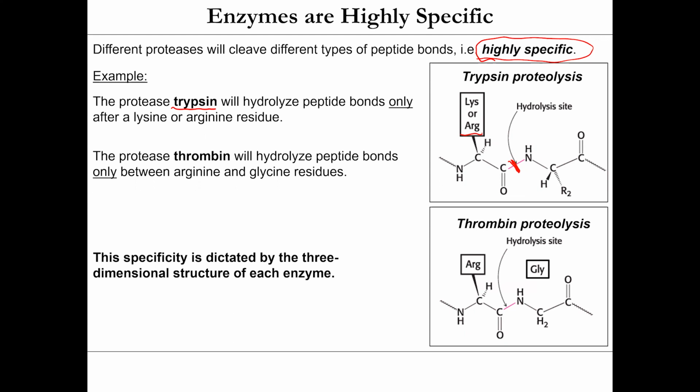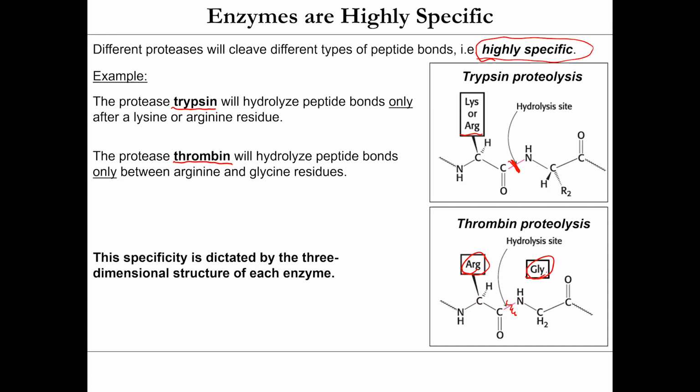In contrast to this, thrombin, which is also a protease in the same class as trypsin, will only cleave peptide bonds between an arginine and a glycine residue. So this is highly specific and is how your body is able to function. And this specificity is dictated by the three-dimensional structure of each of these enzymes.